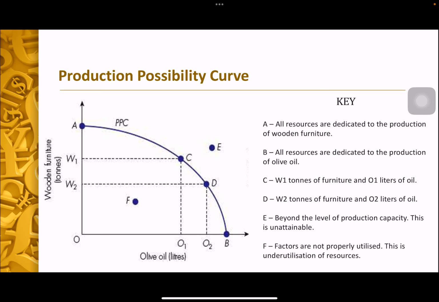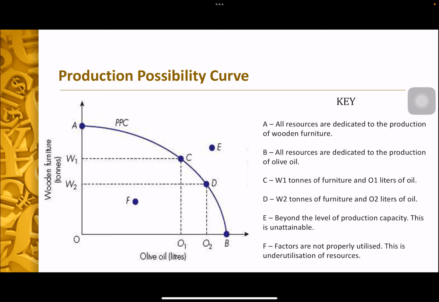If we talk about point A, on the vertical axis we have wooden furniture in tons, and on the horizontal axis we have olive oil in liters. Now, at point A, the country is producing only wooden furniture and zero olive oil. Similarly, at point B, the country is producing only olive oil and no wooden furniture. But obviously, the economy needs both.